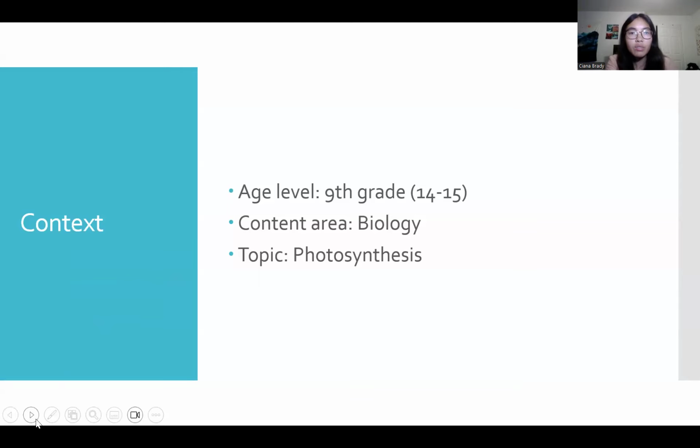For the context of my classroom, it would be in a high school. I would most likely be teaching ninth grade, which would include a range of ages between 14 and 15 years old. The content area would be biology, and the specific topic that my lesson is on for this example is photosynthesis. Since I am not actually teaching a class right now, I do not have specific students to reference. However, in my SIOP, I did create mock students whose first language was French in order to create materials that could incorporate vocabulary from a specific language, which you'll see a little bit of later in this presentation.